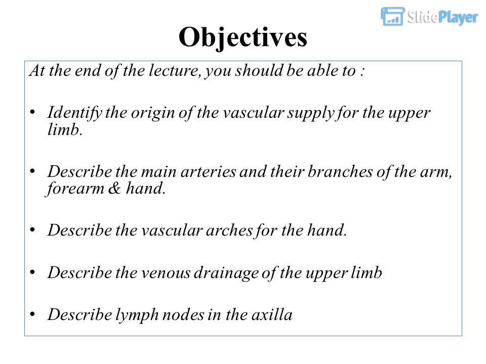Describe the main arteries and their branches of the arm, forearm and hand. Describe the vascular arches for the hand. Describe the venous drainage of the upper limb. Describe lymph nodes in the axilla.